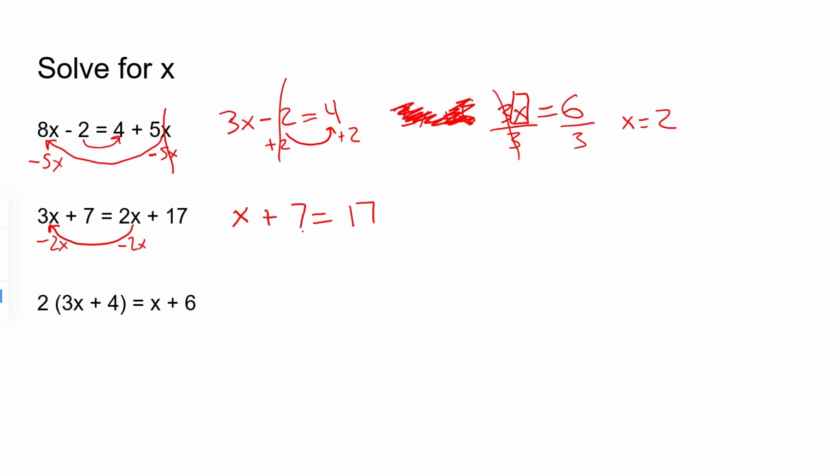Now I want to get rid of this 7 over here so that x is all by itself. So it's plus 7, so I have to minus 7 from here to get rid of it. And because I did that here, I have to do it to the other side, minus 7. 17 minus 7 is 10, so we have x equals 10.